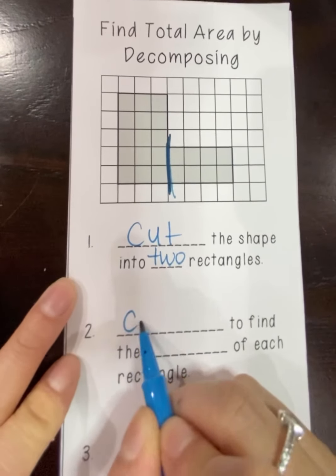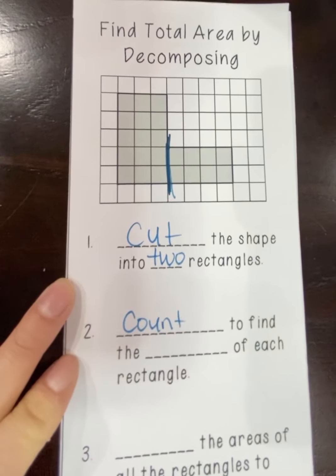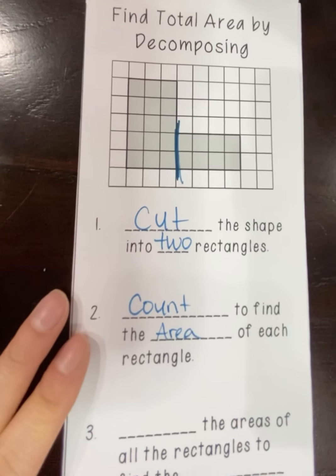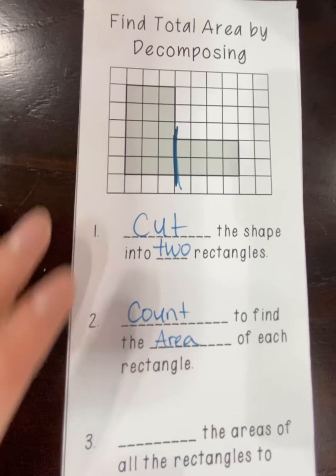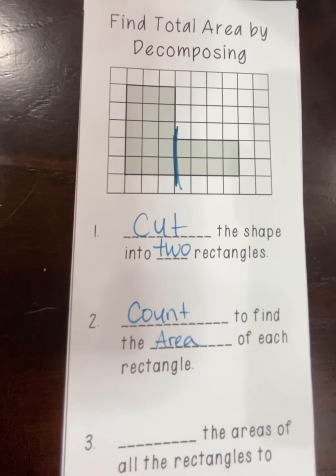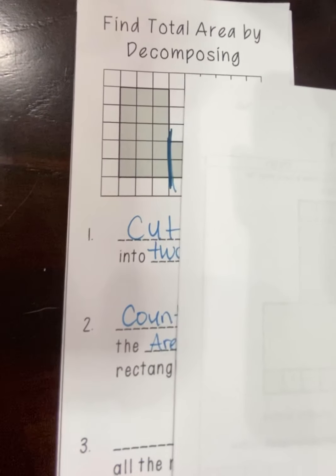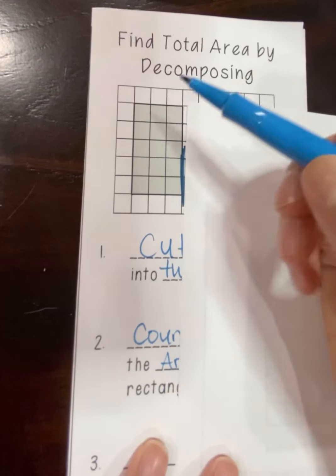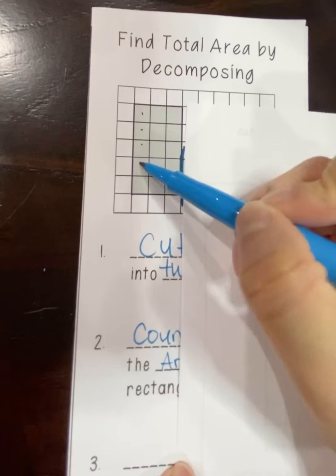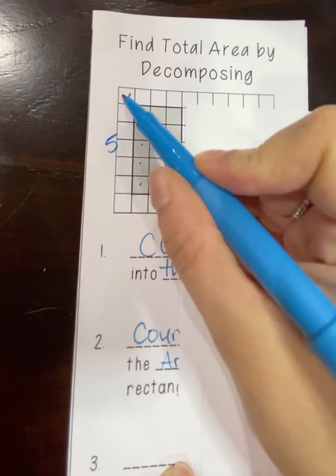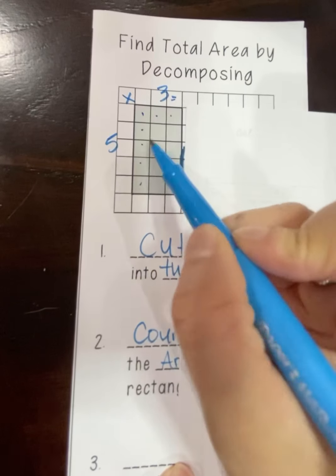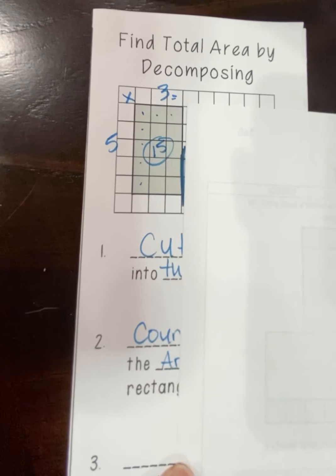Next, you will count to find the area of each rectangle. And here what we're going to do is just take length times width for each rectangle. So I'm going to first look at this rectangle right here, and I'm going to get my length times my width. So here I have 1, 2, 3, 4, 5 times 1, 2, 3. So 5 times 3 equals 15.